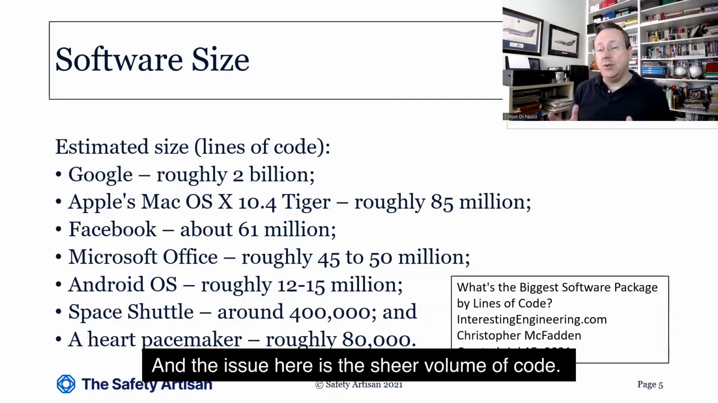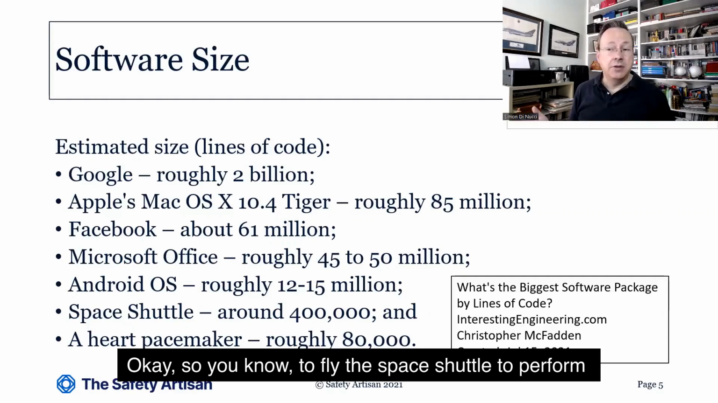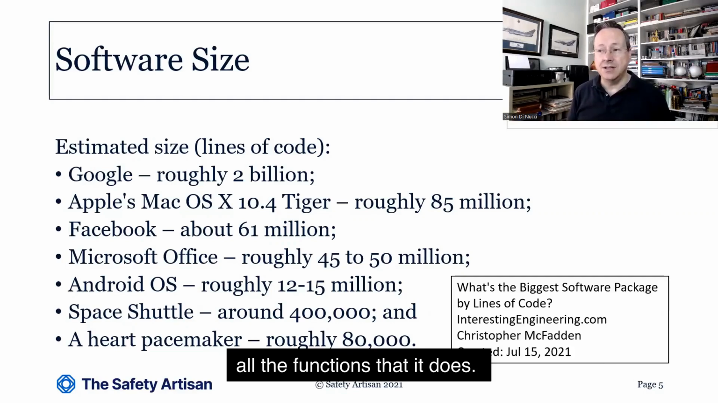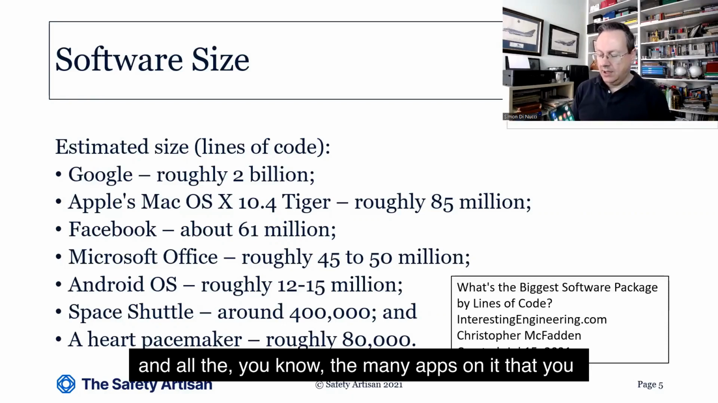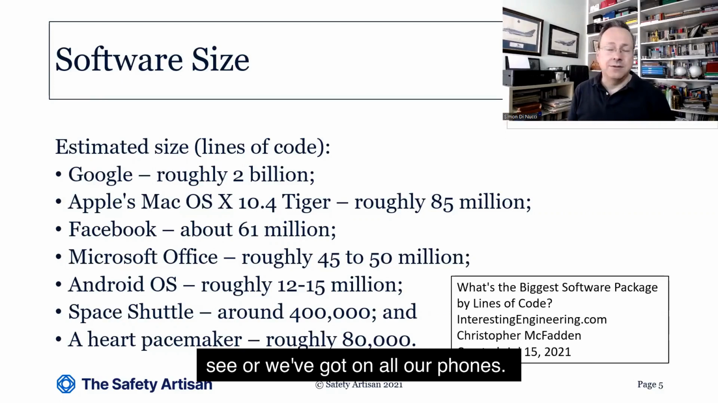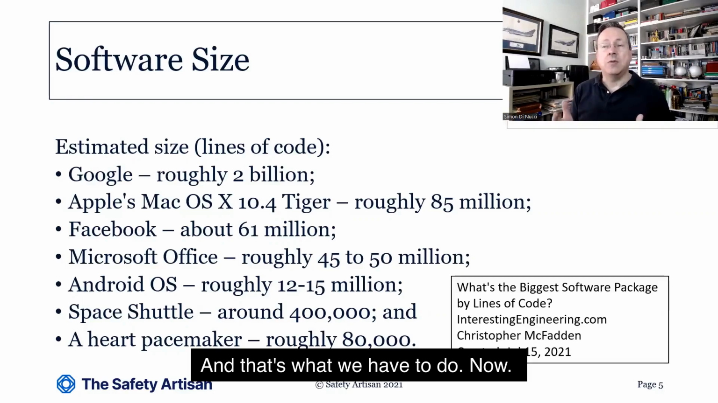And the issue here is the sheer volume of code we need to get the functionality that we require, okay? So, to fly the space shuttle, to perform all the functions that it does, we need that amount of code. To get this thing to work, and all the many apps on it that you see, or we've got on all our phones, huge amounts of code to get that to all work, okay? And that's what we have to do.